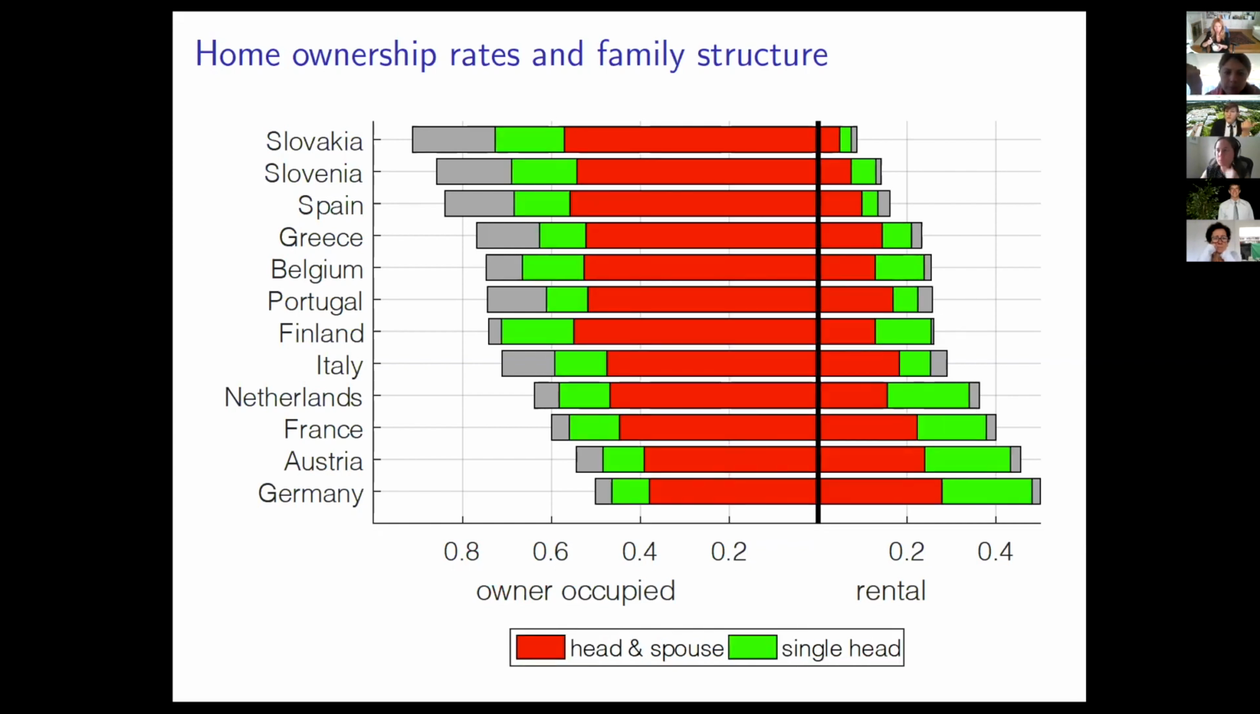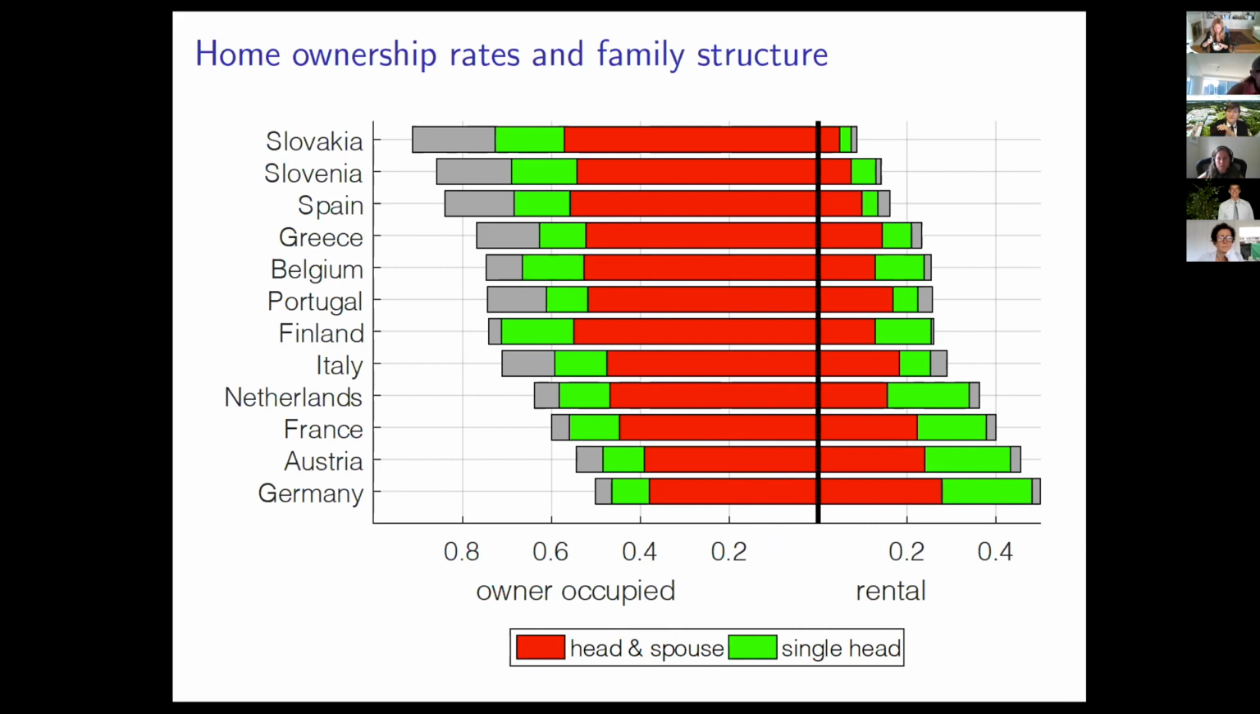The red bars are the flip side of that. Those are the share of adults that are part of a couple household. Here we actually don't see much of a difference across countries in terms of the total size of the bars. So the share of adults who live in a household with a partner is fairly constant across countries with different home ownership rates. But there's a clear pattern within each country, namely that the green single households are much more likely to rent than the red couple households.